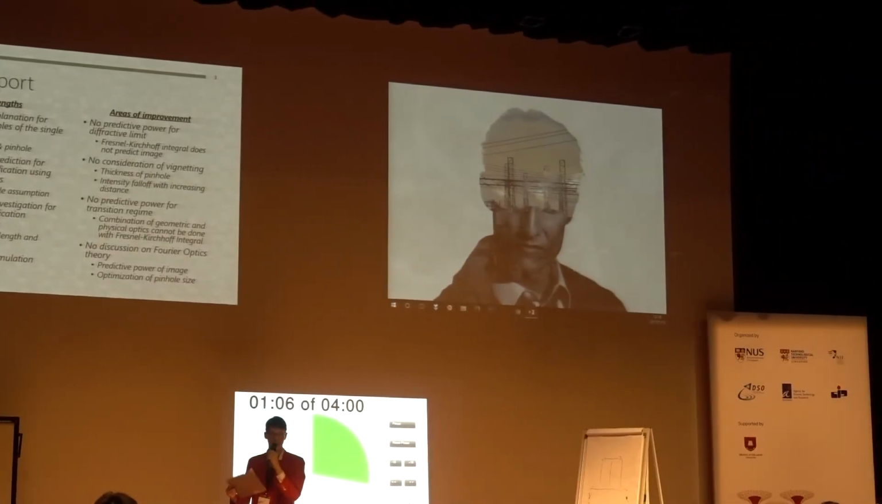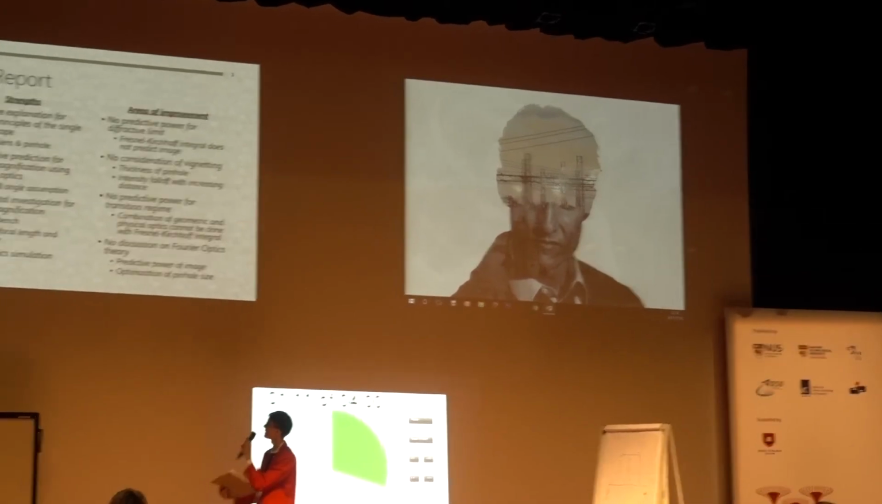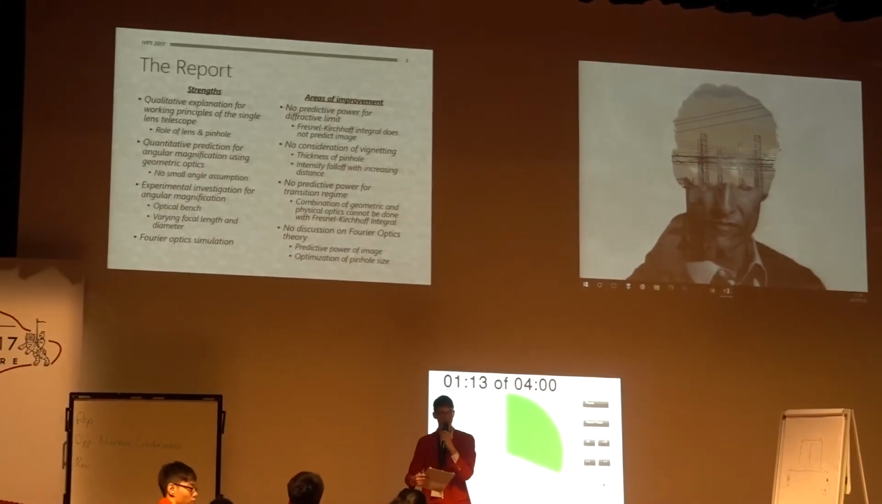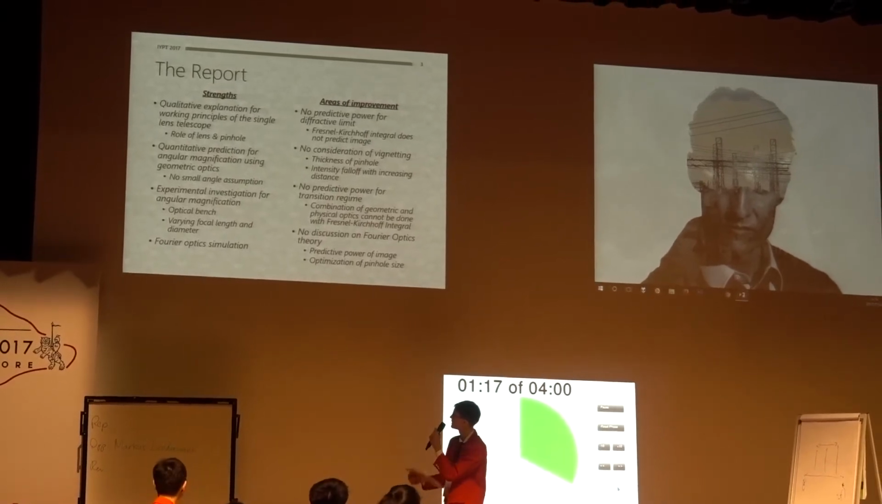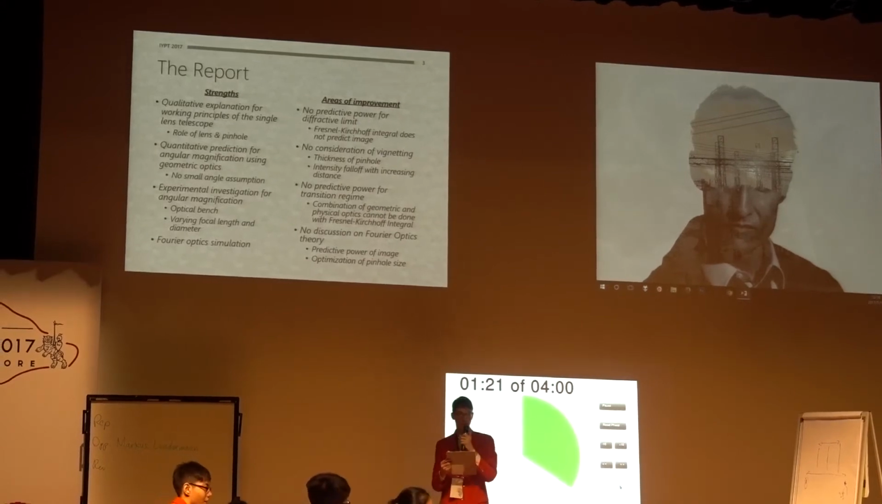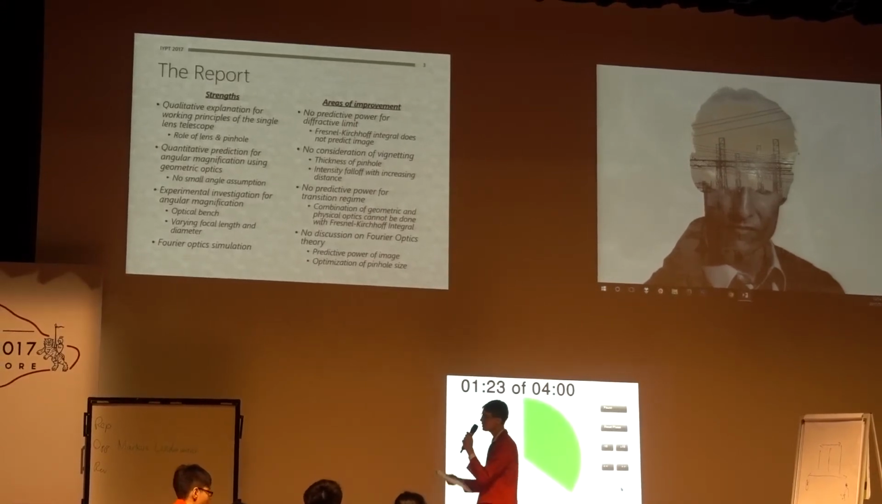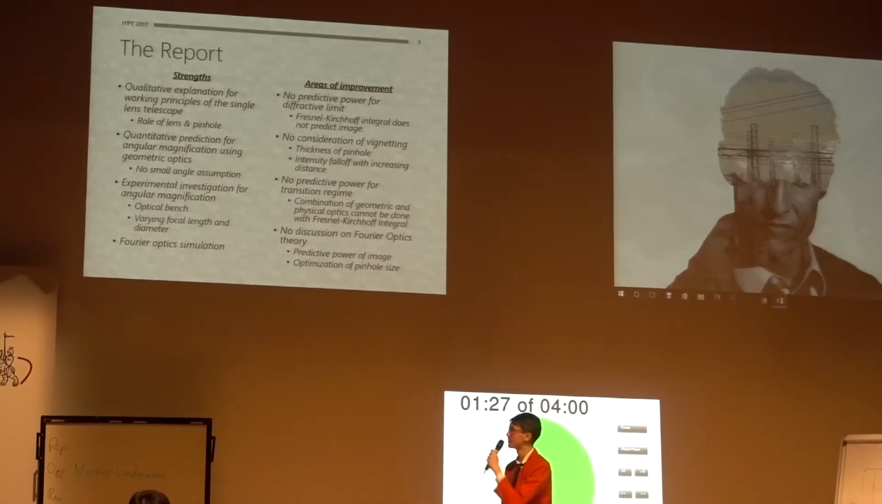Next, they gave a quantitative prediction for the angular magnification using geometric optics, and I feel that over here they did well. Furthermore, they had an experimental investigation of the angular magnification with their optical bench, and they placed the object sufficiently far away to approximate infinity, and I felt this was commendable. They also talked about their forward optics simulation, which they claimed could provide some predictions on the diffractive blurred image. However, I'd like to talk about some areas of improvement for the report.